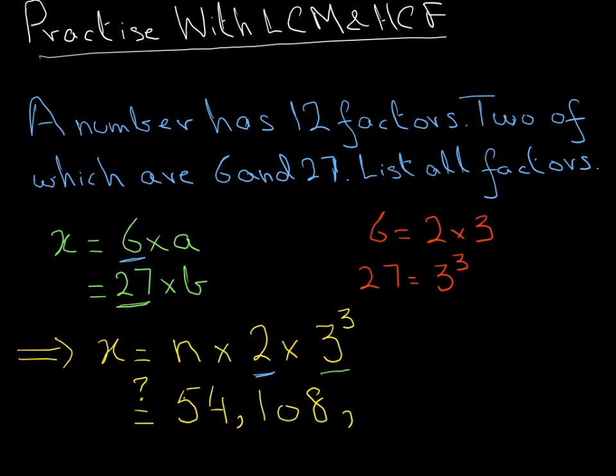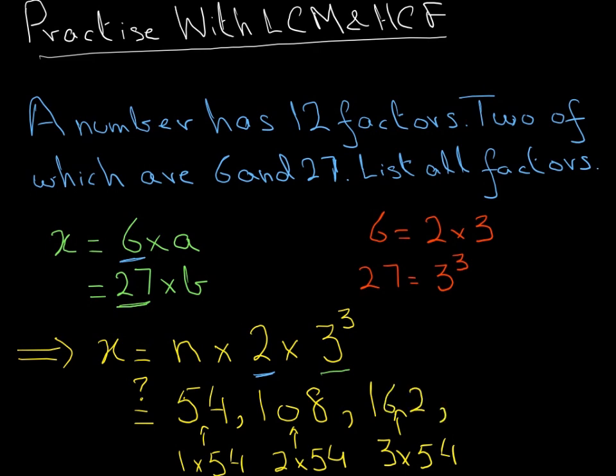So this would be 1 times 54. This would be 2 times 54, and this could be another number, which is 3 times 54. And what's 3 times 54? 4 3s are 12 and 150, so 162, and so on and so forth. Okay, so x has various options. Which one is it? Let's look at factors of 54 and factors of 108 and factors of 162 and see which one has 12 factors.